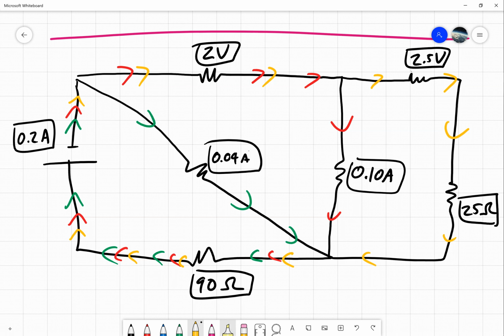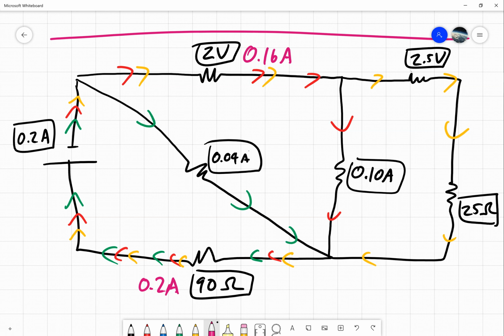First thing I'm looking at is I can see that over here at the power source, I have a current of 0.2 amps, and that represents all three colors. The other place where all three colors are traveling is through this 90 ohm resistor. So therefore, we know that we're going to have a current here of 0.2 amps. Now we know 0.2 amps represents all three colors. We also know that green represents 0.04. Therefore, red and yellow when combined have to be equal to 0.16 amps.